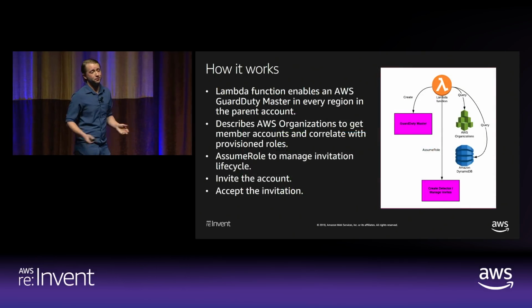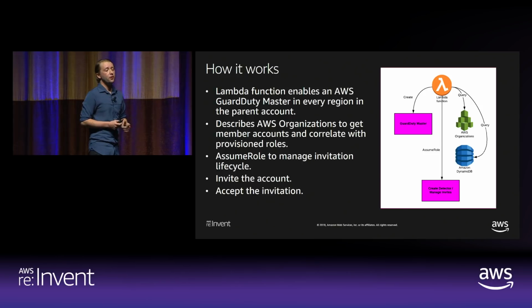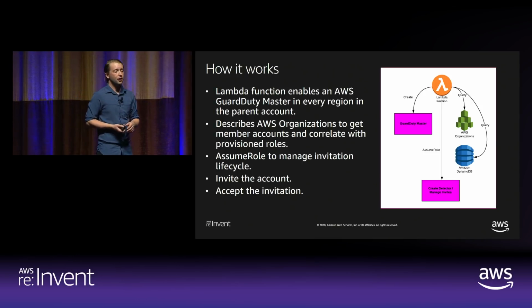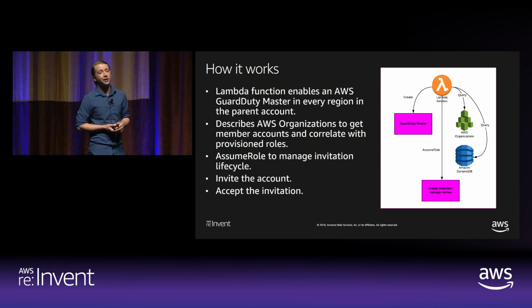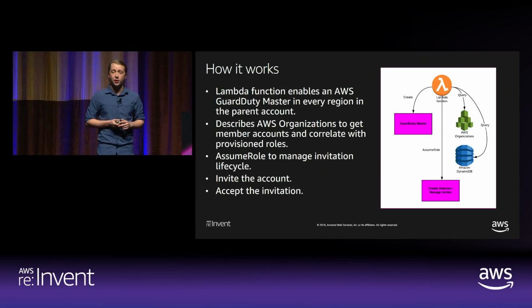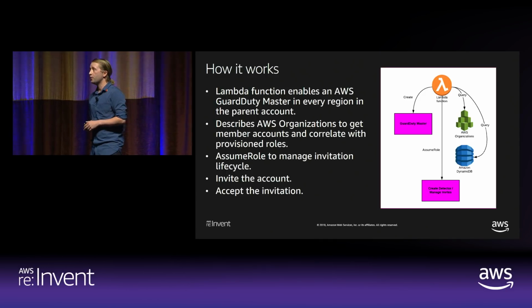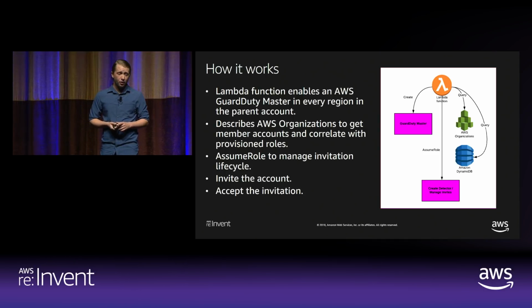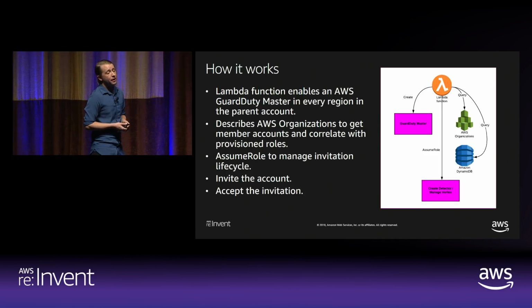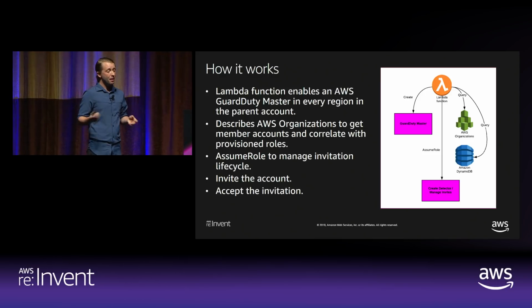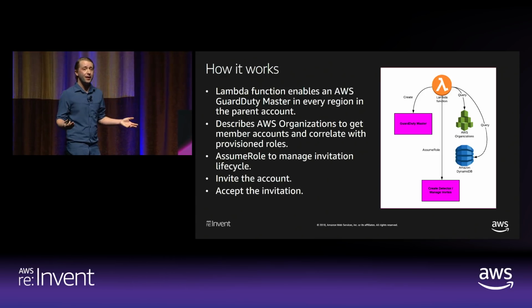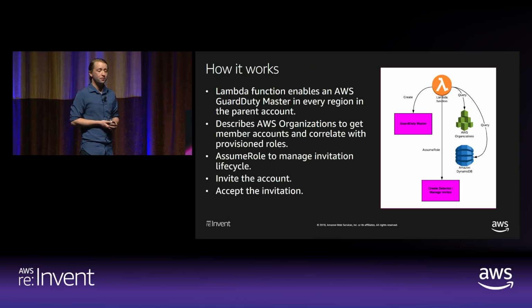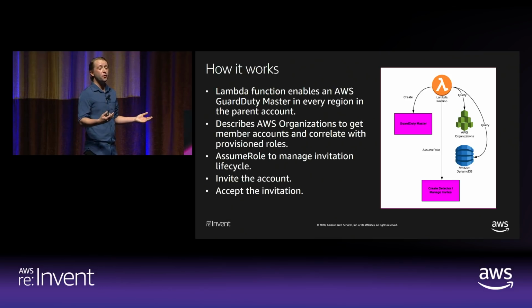So here's how it works. We deploy this component that's called GuardDuty Invitation Manager in our parent account. In this case, this is the account that belongs to our security team, and it's different than our InfoSec, or it's different than our AWS Organizations account. We assume a role, we describe AWS Organizations to get the member accounts, and then we correlate that with a table of provisioned roles. From there, it's just an assume role loop, and we iterate through all those accounts and manage the invitation lifecycle.